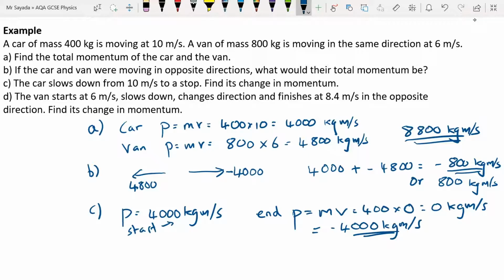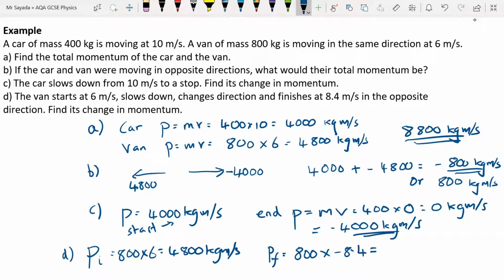And finally, we need to work out a change in momentum of the van. So we need to start by working out the starting momentum. So I'm actually going to call that PI, I for initial. So let's work out the initial momentum of this van. So it was 800 times 6, which is 4,800 kilogram meters per second. Then it changes direction and finishes at 8.4 meters per second in the opposite direction. So its final momentum is going to be the mass 800 times 8.4 in the opposite direction, times minus 8.4.